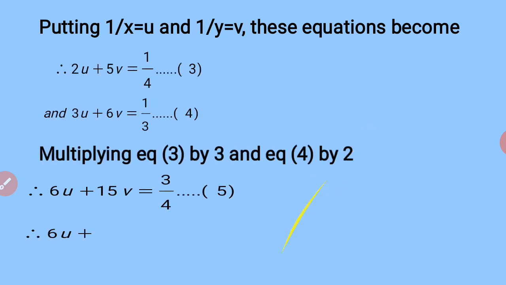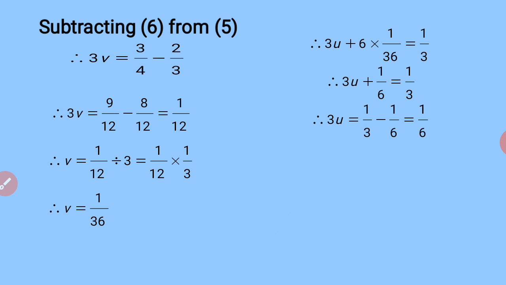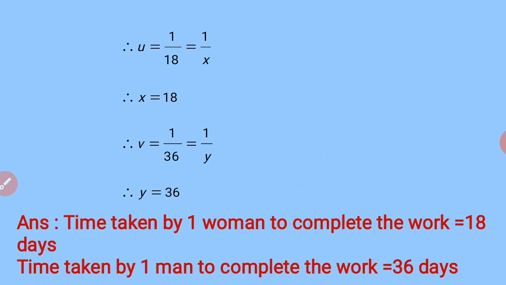I'm again not going into details about how you'll solve it, you know it, you give it a try. This is a quick go through the steps, and you get v to be 1 by 36. You get u to be equal to 1 by 18. Equate it further, you get x equal to 18 and y equal to 36.